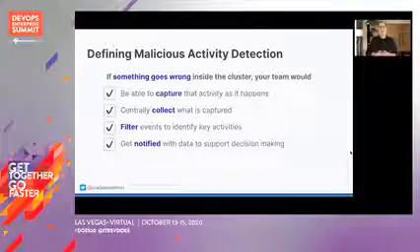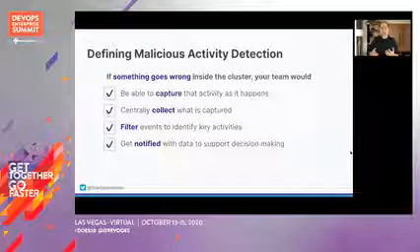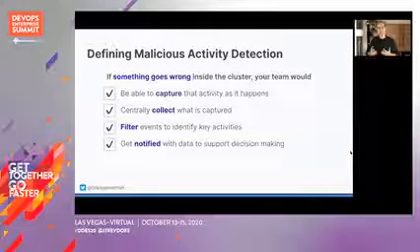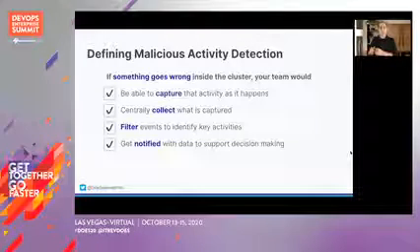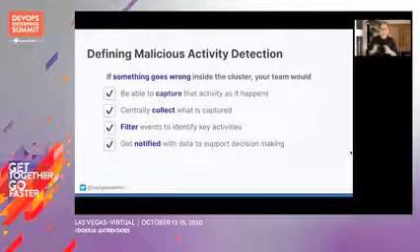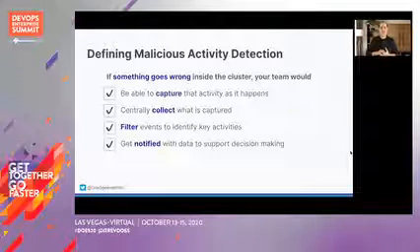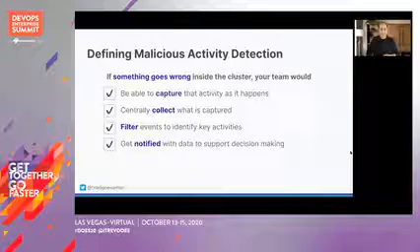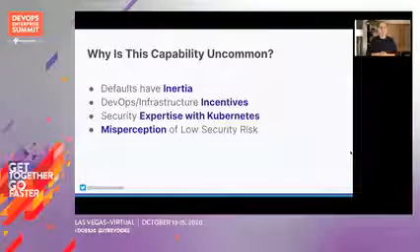So for this talk, malicious activity detection means that when a security incident happens inside the cluster, that activity is captured. All the activities are centrally exported to another location, and the activities are then filtered to form high confidence indicators, and the teams are notified with supporting context. Why is this capability so uncommon? Well, there's a couple contributing factors.